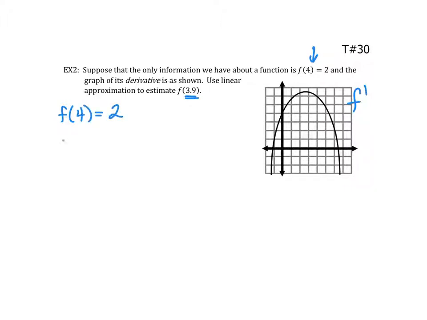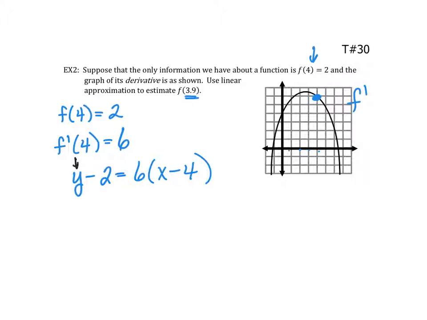So you have to find f prime at 4. Well, they gave you the derivative. You can read that off with your eyes. So you're going to go 1, 2, 3, 4. This value, 1, 2, 3, 4, 5, 6, that value is 6. So my tangent line at 4, even though I don't have the graph of f, I know the equation of the tangent line at 4 would be y minus 2 is equal to 6 times x minus 4.